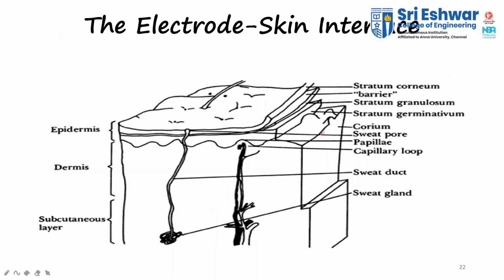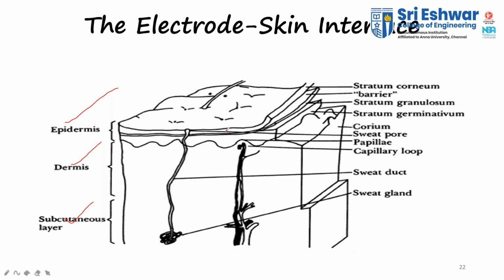Next comes the electrode and skin interface. This is your skin, the outer part of the skin. It has three different layers: the epidermis layer, the dermis layer, and the subcutaneous layer.